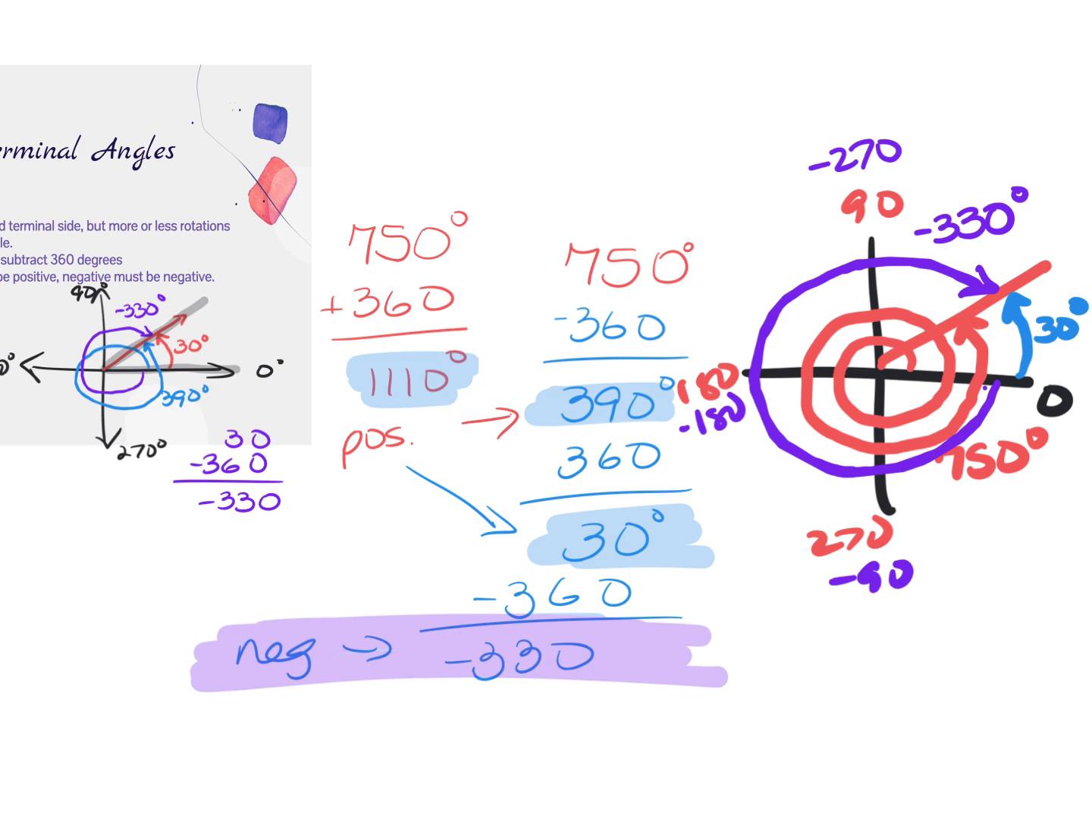So when you're talking about coterminal angles, you're going to be adding and subtracting. To get a negative, you would be subtracting 360. To get a positive, you would be adding. There's actually an infinite number of coterminal angles because I can keep adding and subtracting 360 and just get super huge numbers or super small numbers.